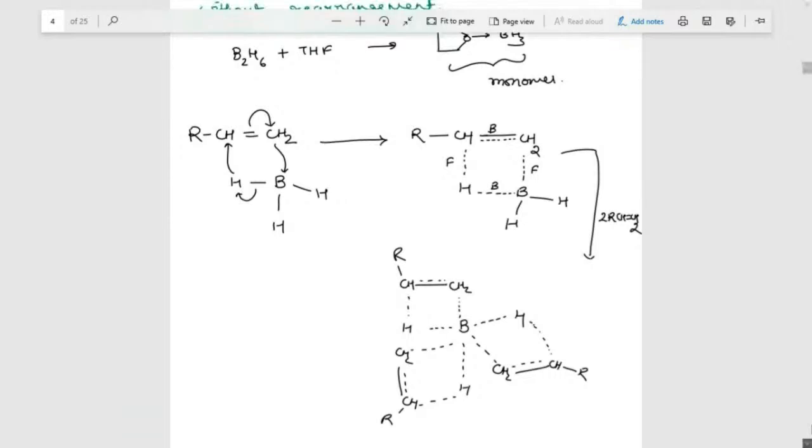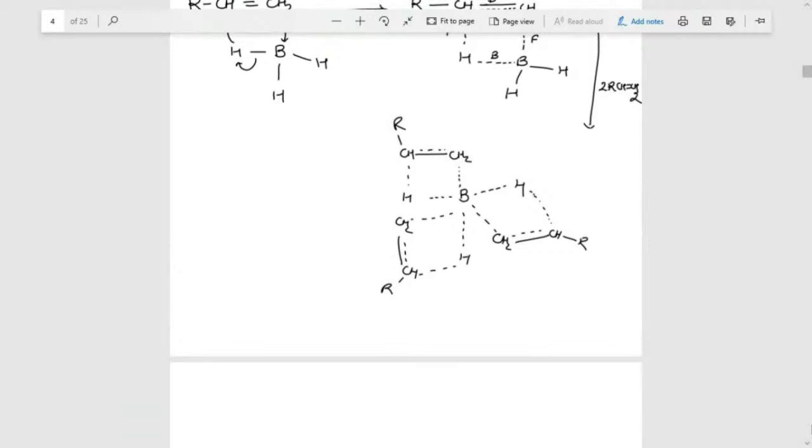You can see how crowded the boron is, right? And if it is so crowded, boron will always attach itself to the least substituted carbon. Okay, let me complete the bond formation and breakage thing also.